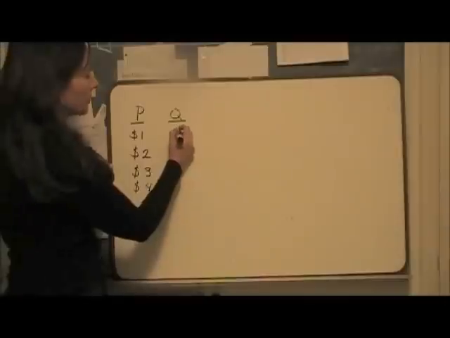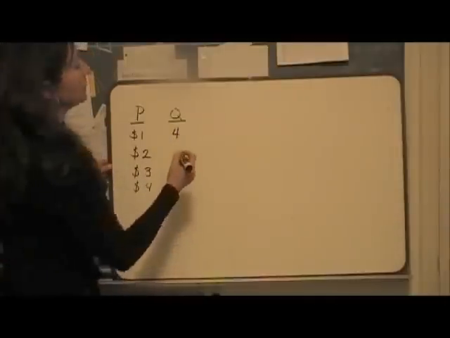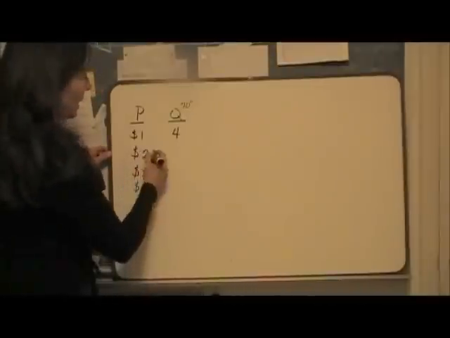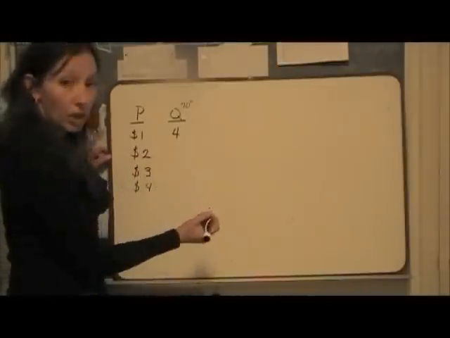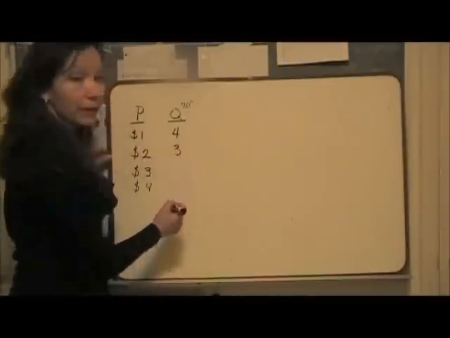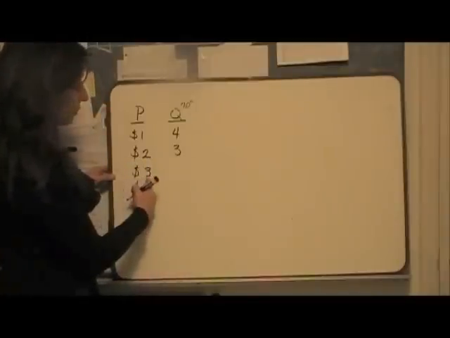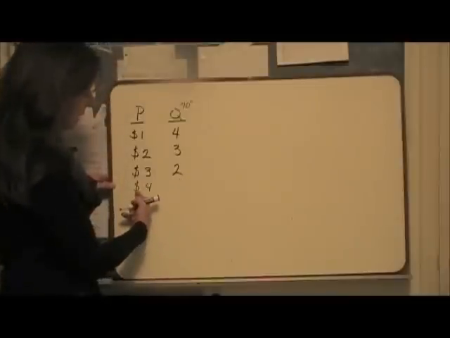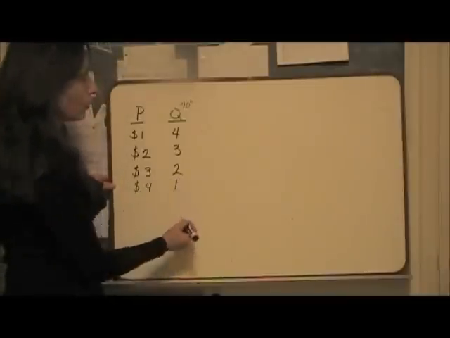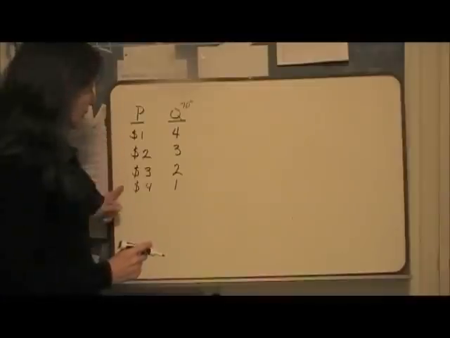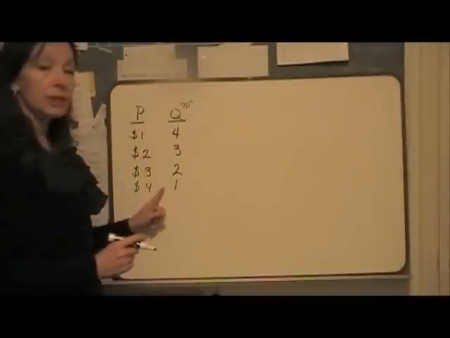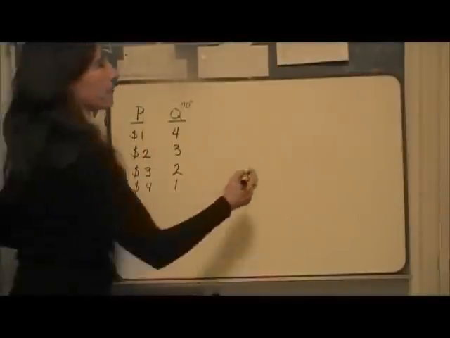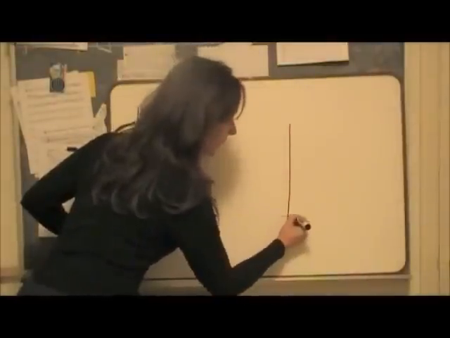We'll say at $1, you want to buy 4 ice cream cones. And I want you to remember that the temperature is 70 degrees. If the price goes up to $2, you're going to buy a lot less ice cream cones. Maybe you only buy 3. If the price goes up to $3, well, your budget's getting strapped, so you might buy less ice cream. And if the price goes up to $4, you would only buy 1. Okay? So this is the price of ice cream and the quantity of ice cream that you want to buy, or the quantity demanded, when the temperature is 70 degrees. So we're going to graph that out, okay?